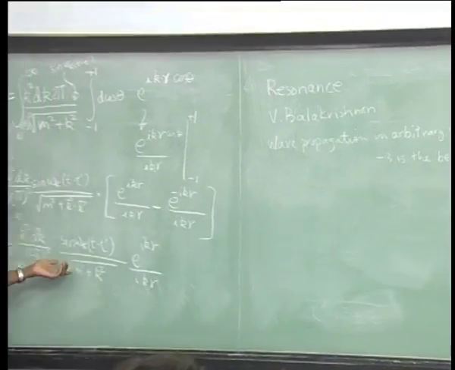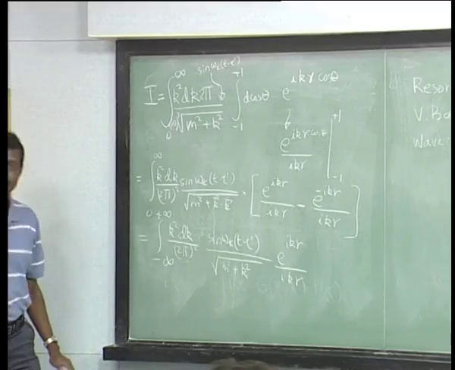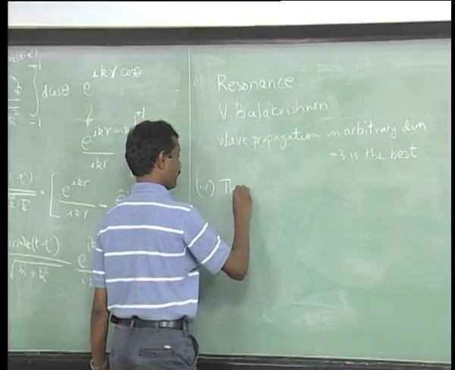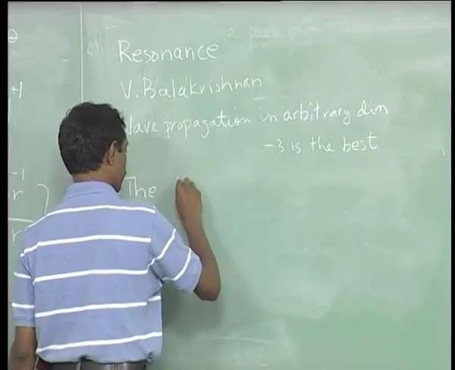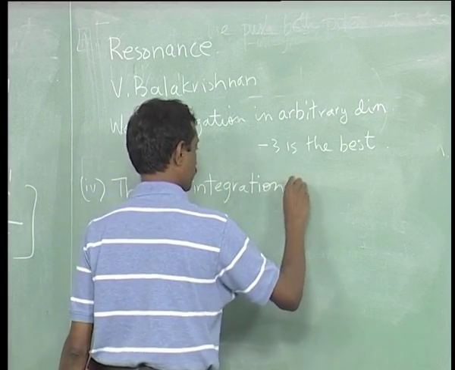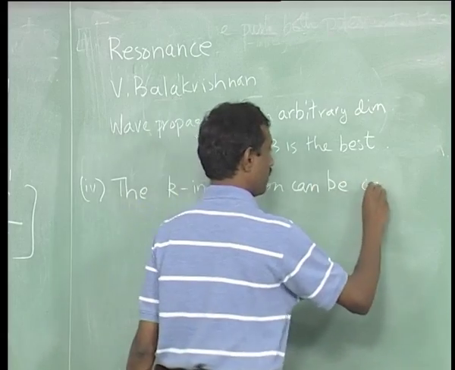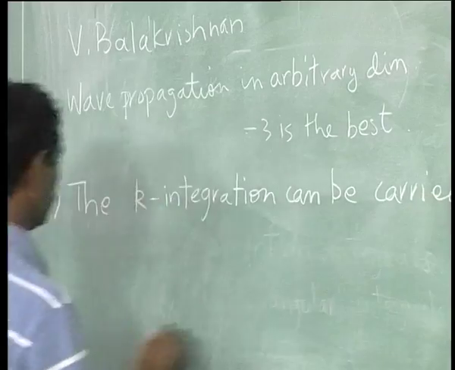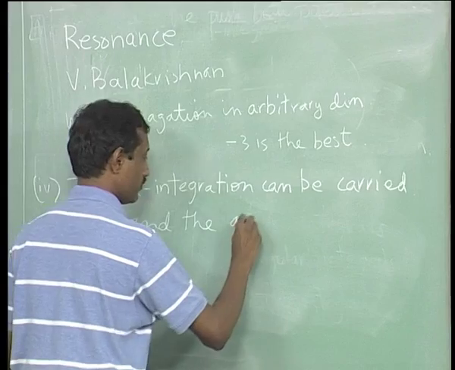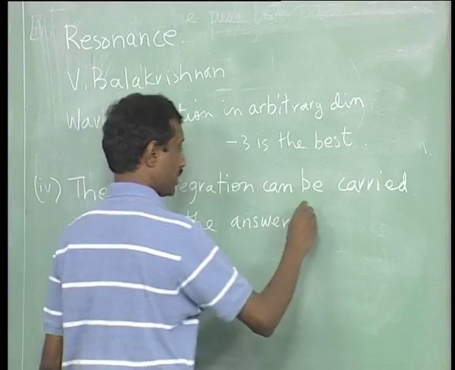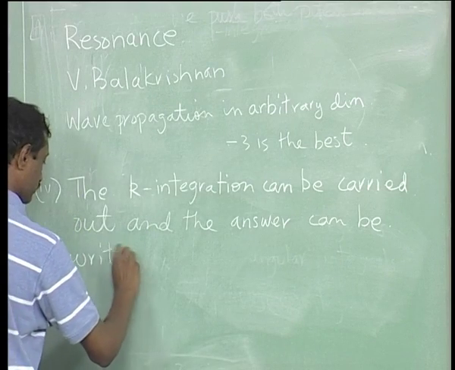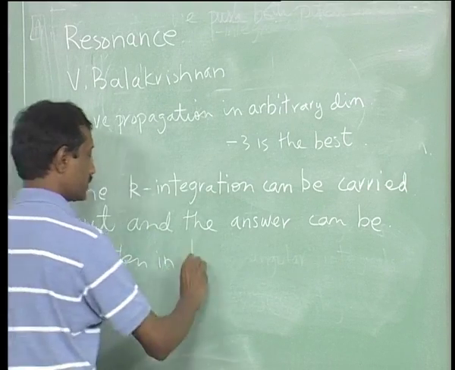But now, coming back to this, this integral can be done. So the last, which is the fourth part, the k integration can be carried out, and the answer can be written in terms of Bessel functions.